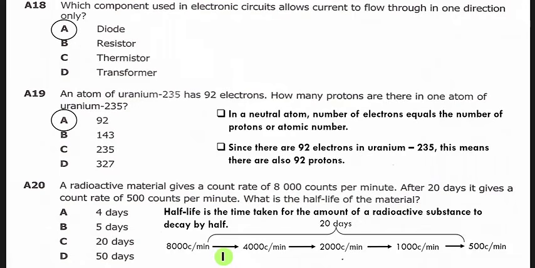However, from here to here it has taken 20 days. So how many times has it halved? 1, 2, 3, 4. So since it has halved 4 times in 20 days, you just say 20 for all 4 of them. How about 1? You say 20 divided by 4, which will give you 5 days. So we are done with section A.